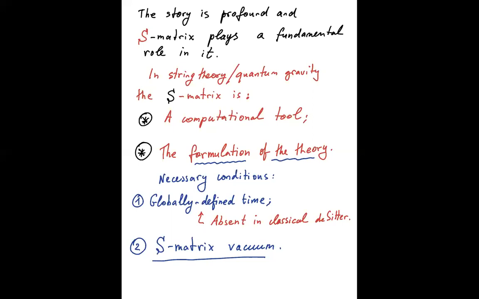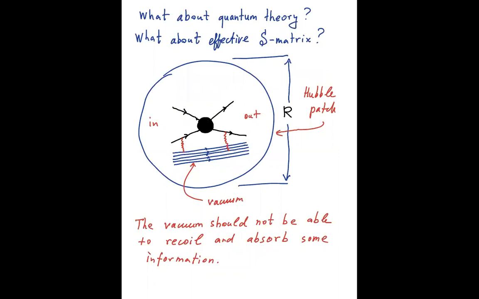So the S-matrix is not just a computational tool for quantum gravity, but a formulation of the theory. Now, there are certain necessary conditions that we have to obey for this formulation. One is that you need a globally defined time in order to formulate the S-matrix. This is, of course, absent already in classical de Sitter. The second thing we need is an S-matrix vacuum. Now, what do I mean by this is the following.